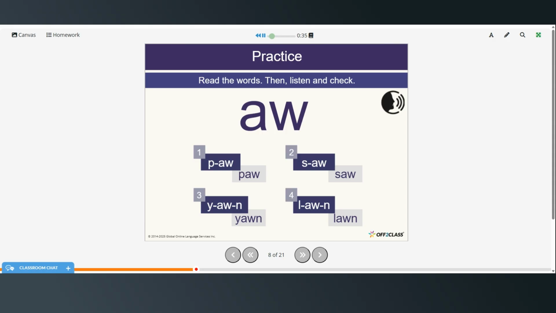P, aw. Paw. S, aw. Saw. Y, aw, n. Yawn. L, aw, n. Lawn.